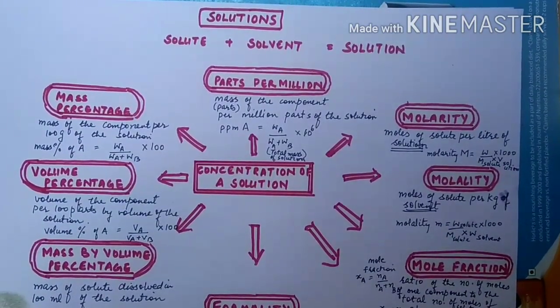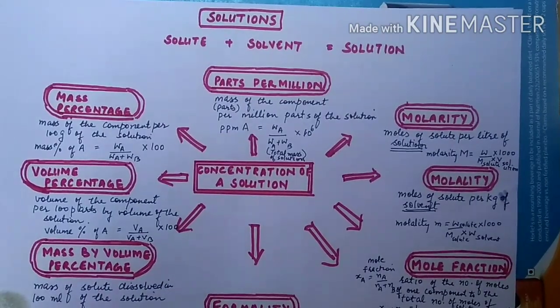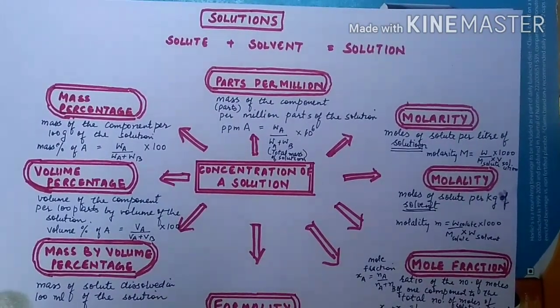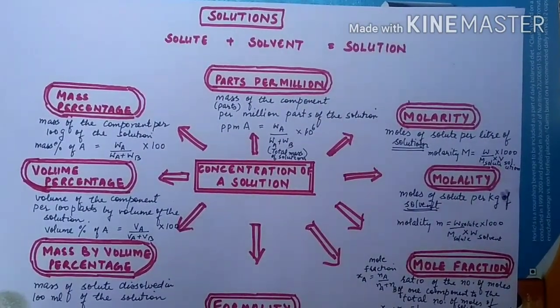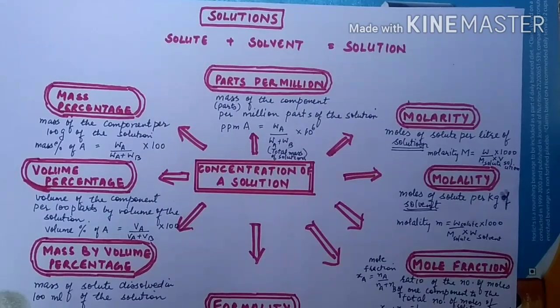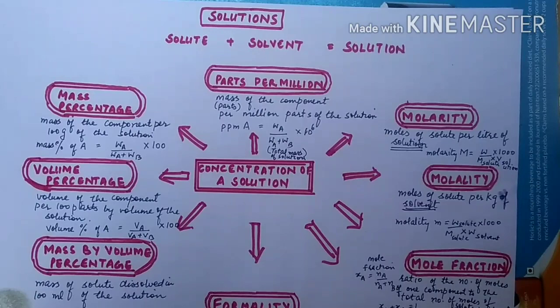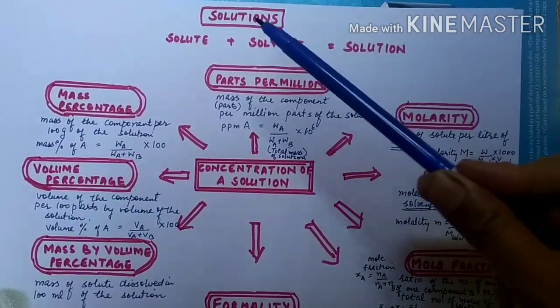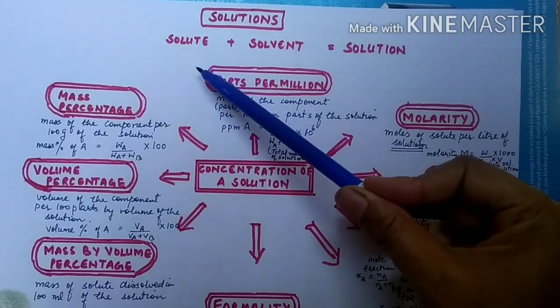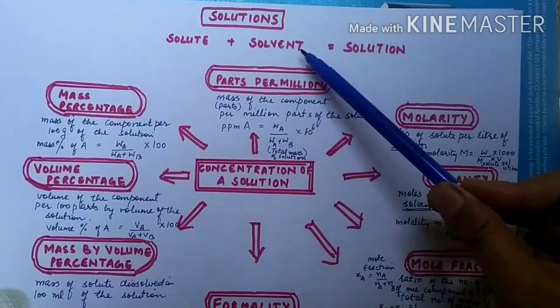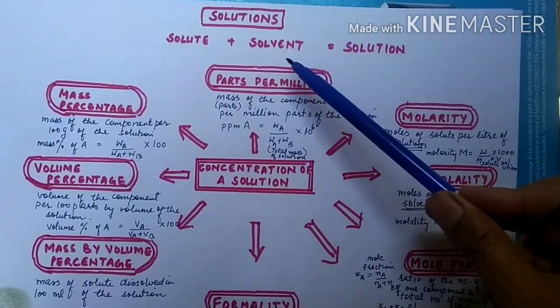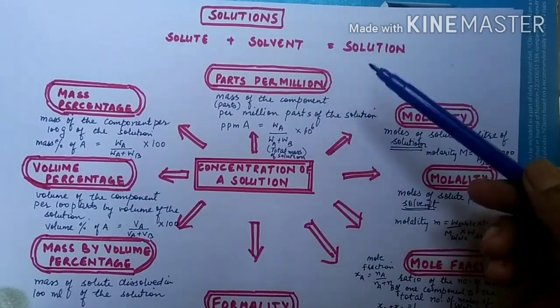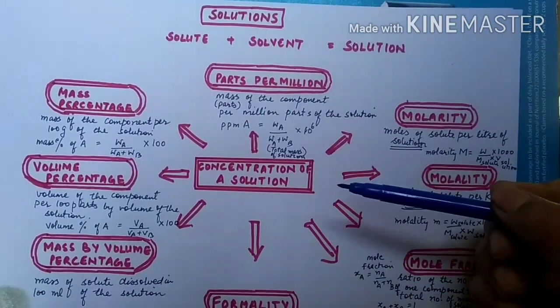सॉल्यूशंस का इंट्रोडक्टरी चैप्टर है ये, और इसमें हम आज बात करेंगे सॉल्यूशंस क्या होते हैं और उनकी स्ट्रेंथ्स को हम अलग अलग तरह से किस तरह से रिप्रेजेंट कर सकते हैं। सो सॉल्यूशन इज अ homogeneous mixture of solute and solvent. Homogeneous means the composition is uniform throughout.